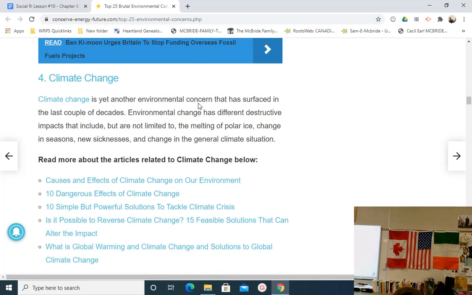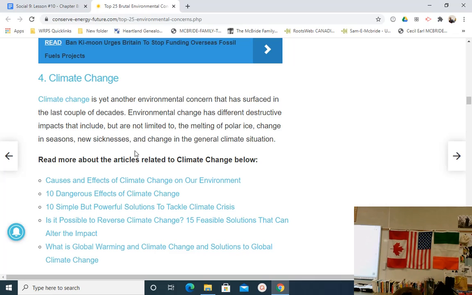Climate change is yet another environmental concern that has surfaced in the last couple of decades. Environmental change has different destructive impacts that include, but are not limited to, the melting of polar ice, change in seasons, new sicknesses, and change in the general climate. So sitting here in central Alberta, we might be saying, hey, climate change might be to our benefit. You know, winters are shorter, growing seasons are longer, but what we're not considering is that underneath those thousands of years of ice, there are pandemics that we have no immunity to.